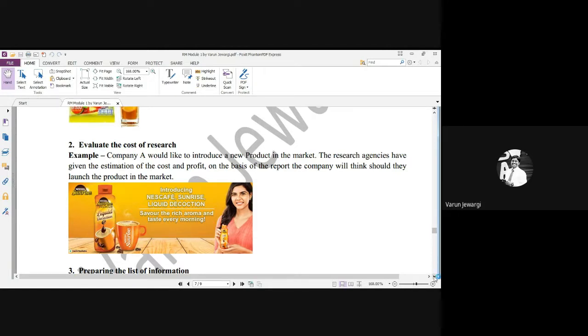So here, if you check this, evaluate the cost of the research. A company would like to introduce a new product in the market. The research agencies have given the estimation of the cost and the profit. Please understand, the cost was so much to manufacture a 4G SIM card, the cost was XYZ, and the profit is so much. So the company initially does the research and tells the company that you are going to make 9 billion within 1 year, or 90 billion within 1 year. Initially you give it free, later you make the best use of it. That was a simple concept.